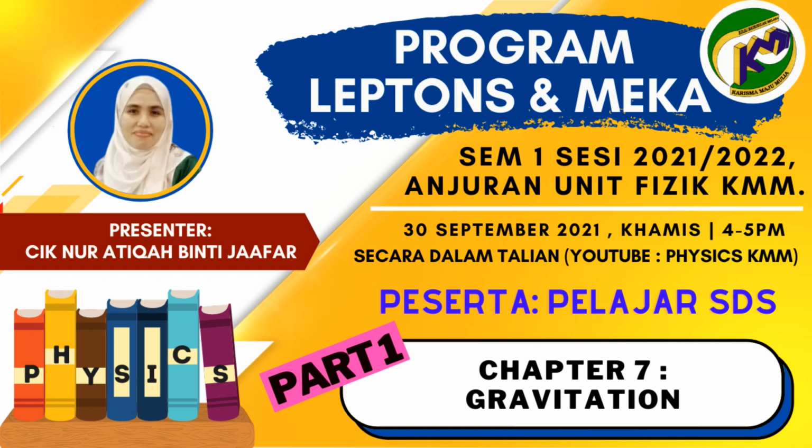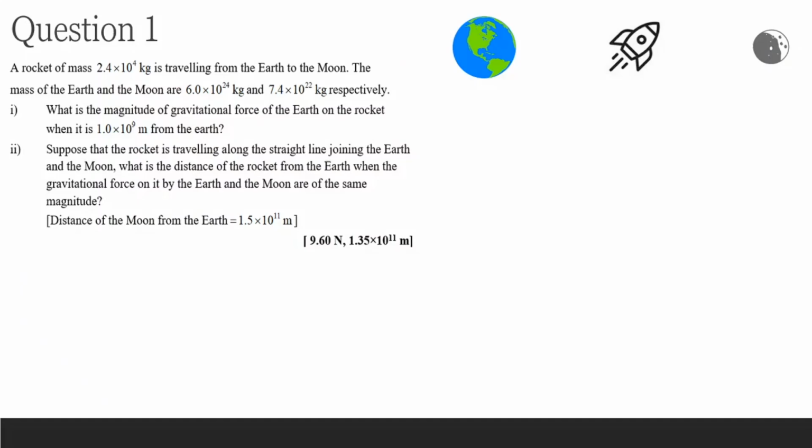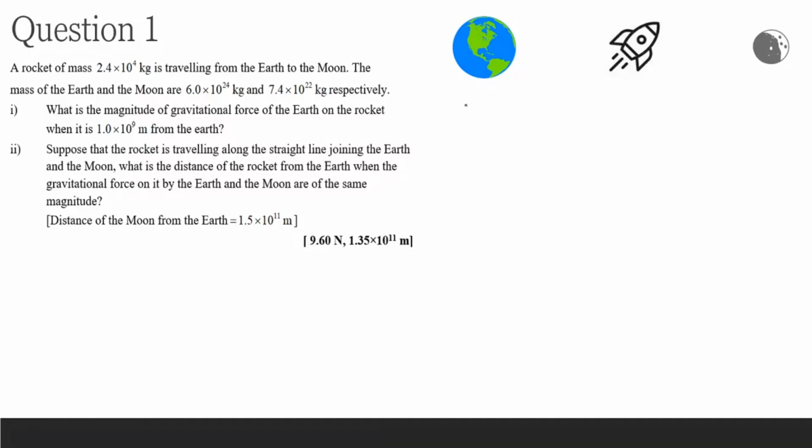In this video, we'll discuss two questions on chapter 7, Gravitation. So let's start this off with question number 1, where we have a rocket of mass 2.4 exponent 4 kilograms traveling from the Earth to the Moon. Mass of the Earth and the Moon are 6 exponent 24 and 7.4 exponent 22 kilograms respectively. So let's list down the information that we got from the question.